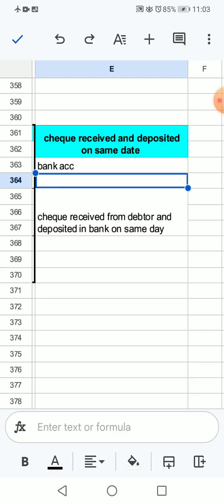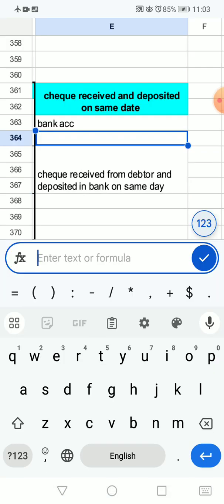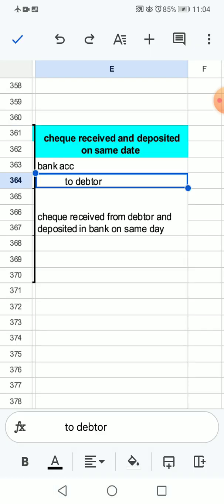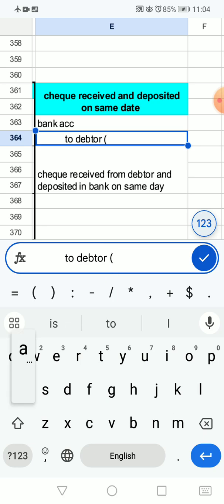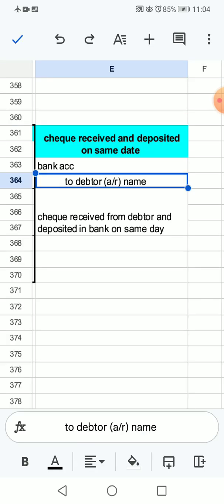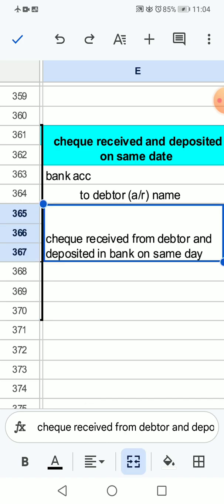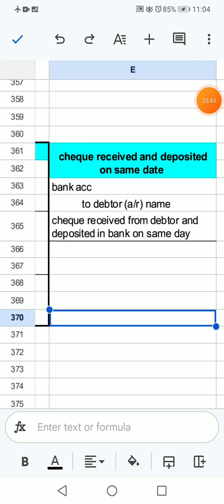And from whom you have received that check? Your debtor. The person from whom you have received your check was your asset. When you have received amount in shape of check from your debtor, he is no more your asset, asset has been decreased. Decrease in asset should be credited. That is why you will write the name of your debtor, or you will write account receivable, or you will write the name of the person from whom you have received your check. Now, have you seen the difference? Check received and deposited the check into the bank on same date. So this is your first entry.